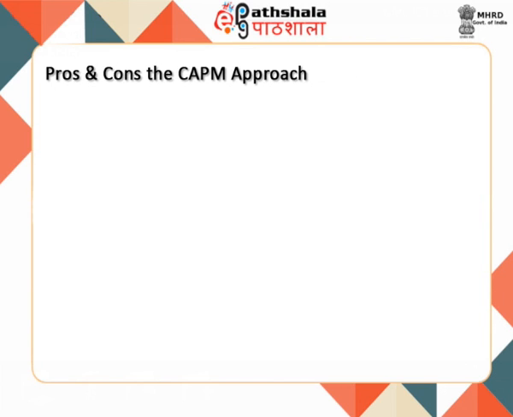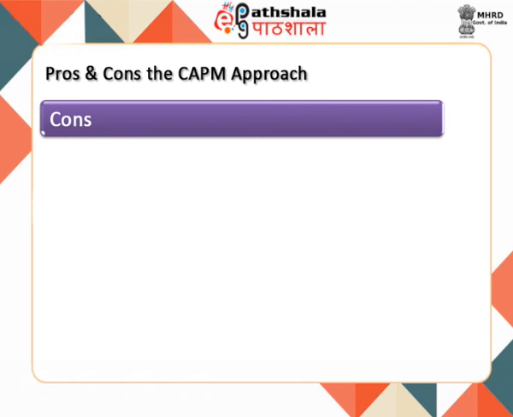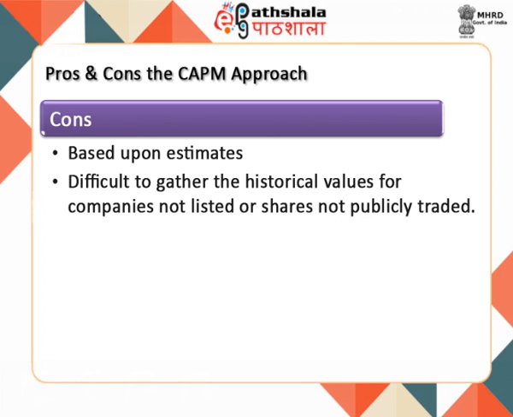The CAPM approach is also not free from flaws. There are certain limitations of this model as well. These are: the calculation of cost of equity capital is based upon estimates which heavily rely on historical data. Now, whether the past trend is always a suitable representative of the future or not is a big question. Further, it is very difficult to gather the historical values for those companies which are not listed or whose shares are not publicly traded. The value of beta is not easy to calculate, and it also changes over time with the changes in market risk. It does not remain stable over time.